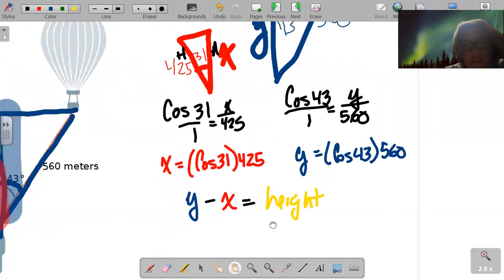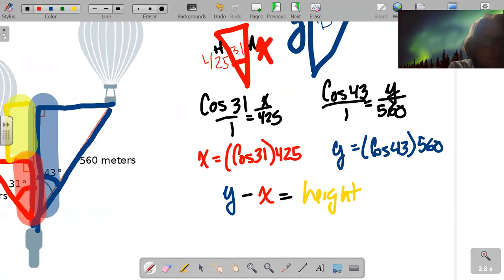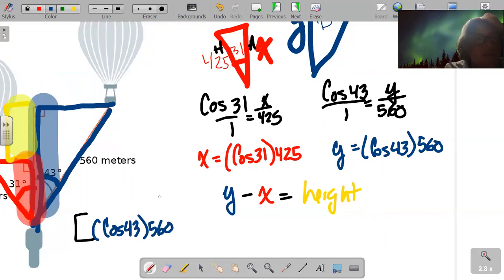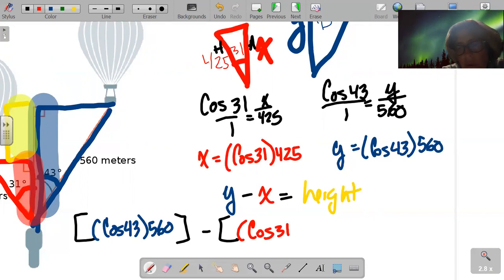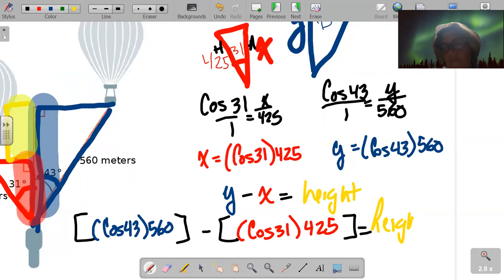So you can do all of this on ALEKS in one fell swoop. Bracket, and you write parentheses, cosine 43, close the parentheses, 560, bracket, minus, bracket, cosine 31 times 425, bracket, and that will equal the height difference. Make sure you round to the nearest 10th place.